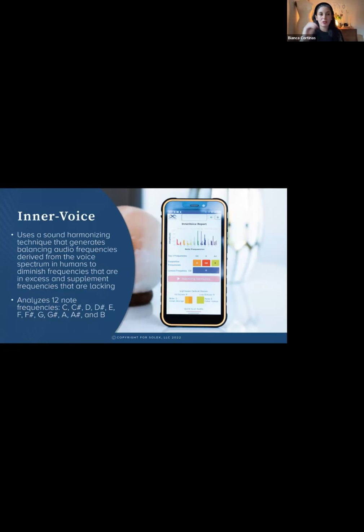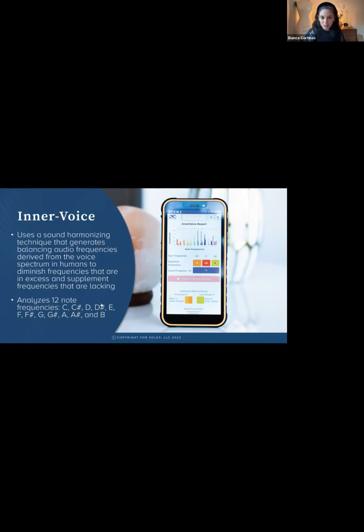So this is more detailed. The easy scan does 3 scans in one go. That's 6 minutes. This is one of the scans that you can do in the easy scan, but you can do it on its own as well. This scan is the inner voice, and it uses a sound harmonizing technique that generates balancing audio frequencies derived from the voice spectrum in humans to diminish frequencies that are in excess and supplement frequencies that are lacking. It analyzes 12 note frequencies: C, C sharp, D, D sharp, E, F, F sharp, G, G sharp, A, A sharp, and B.